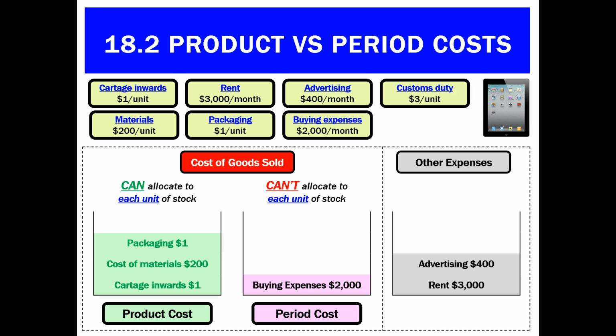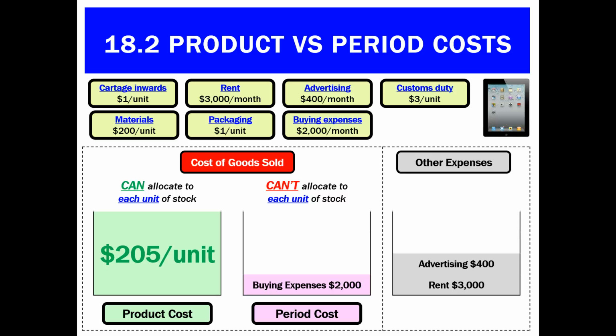Lastly, we finish with customs duty, $3 per unit. Is that required to get stock ready for sale? It is. I've got to import the stock, and it has been allocated to each unit. So I'll put that in the product costing tab there. And now I've allocated all my expenses. So I've got the product costs, which came out at $205 per unit.